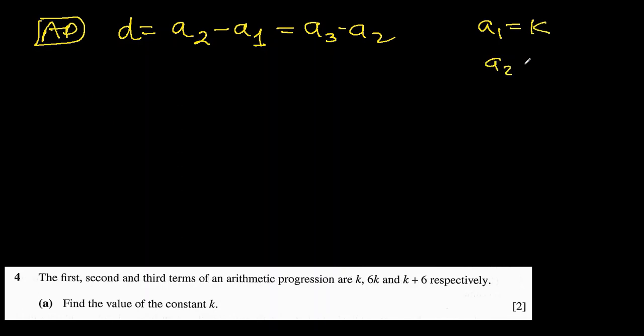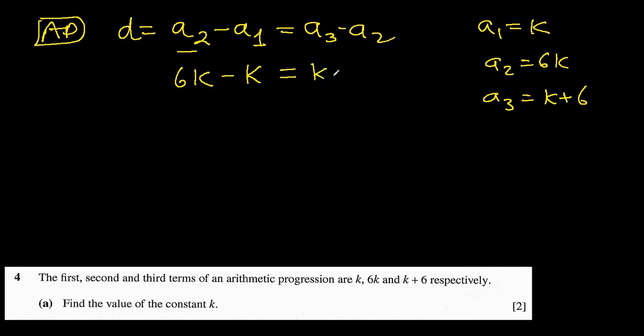So we know that the common difference d is any term minus previous term. So a2 minus a1 will be d. Same will be the third term minus second term, isn't it? And what do we have? We have a1 equal to k, a2 equal to 6k, and a3 equal to k plus 6. So we'll substitute them here now. a2 is 6k minus k equal to k plus 6 minus 6k.